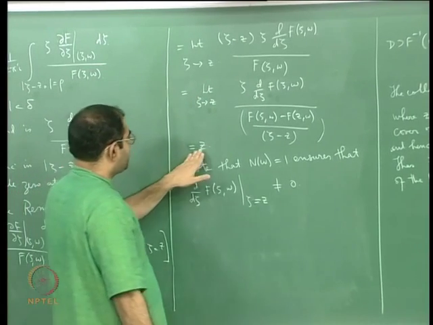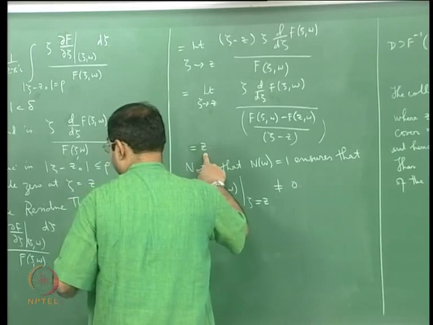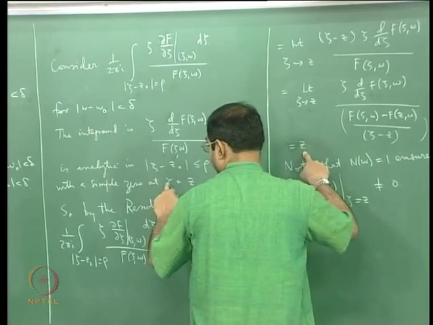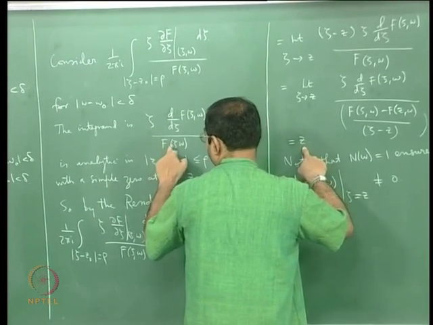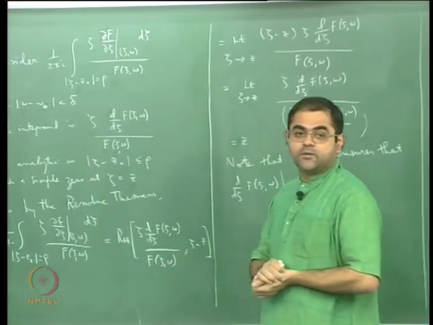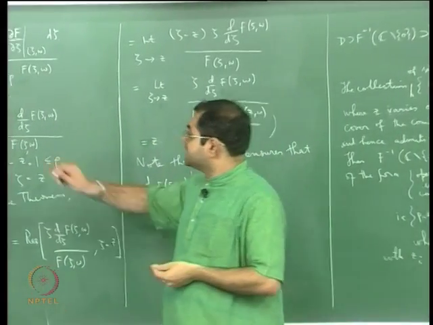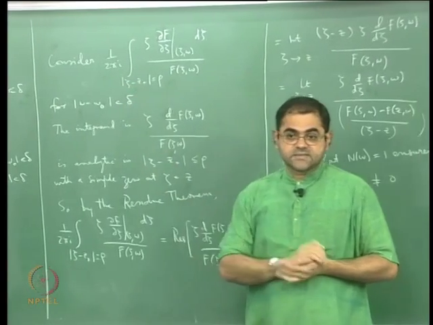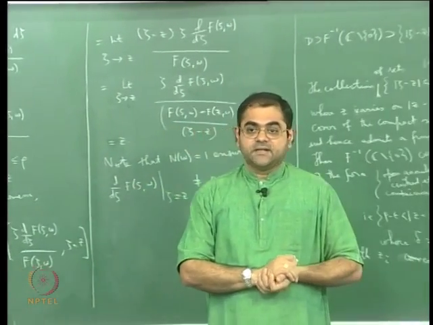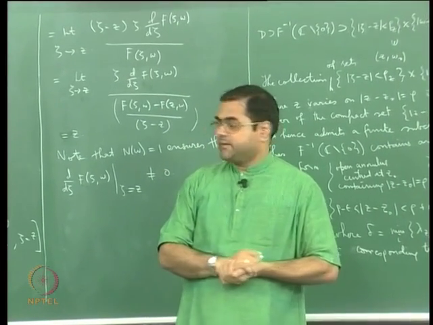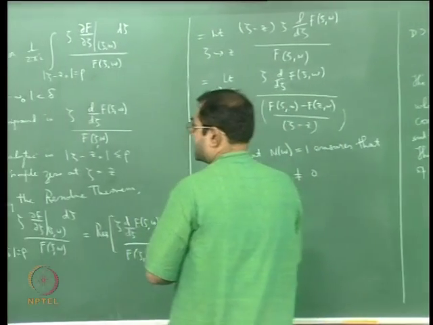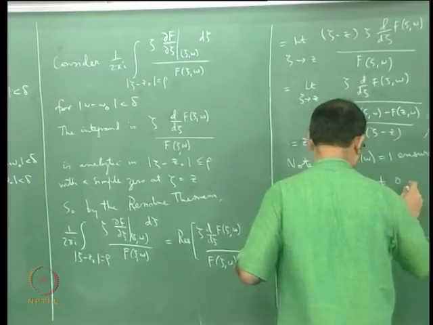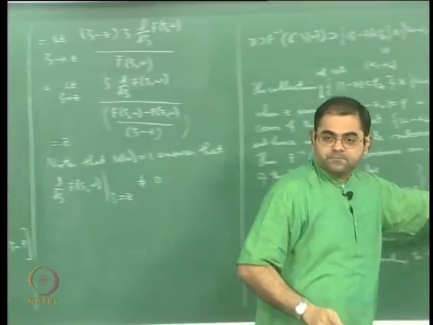So the formula for, and what is this z? This z is the unique zero of f of zeta comma w. So it is the unique value lying in the interior of this disk where f of z comma w is 0. So that finishes the proof of this claim.